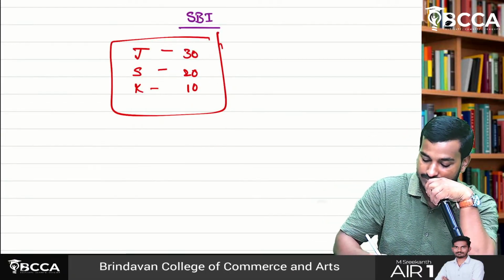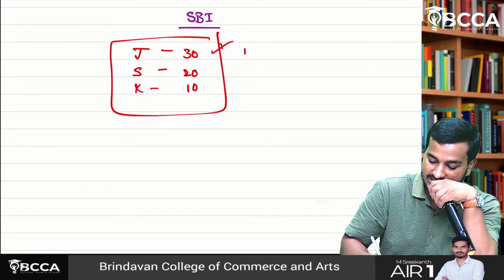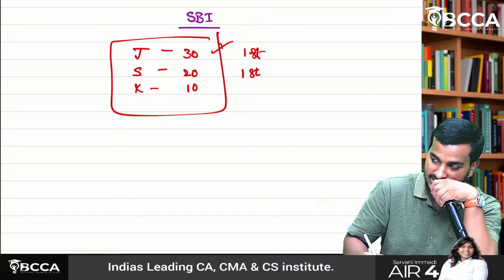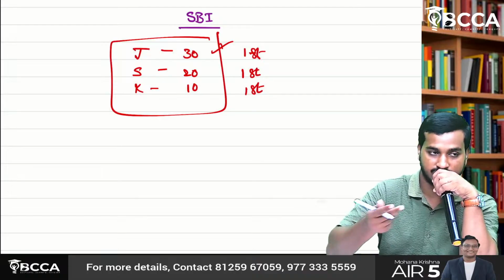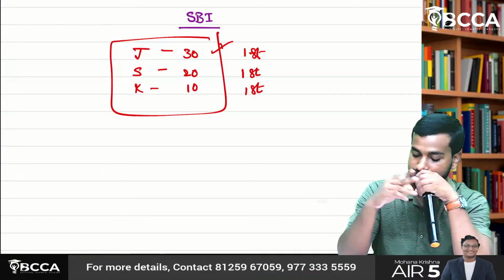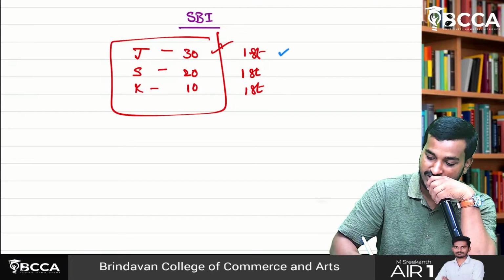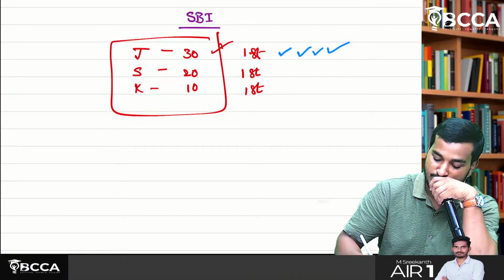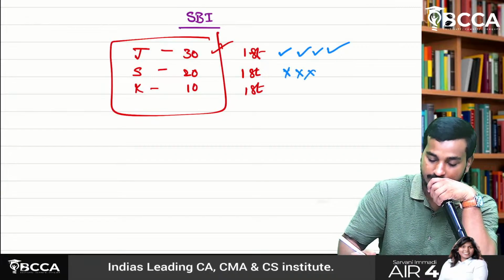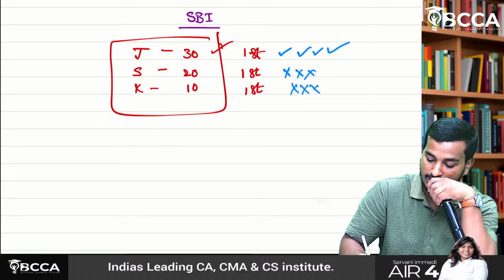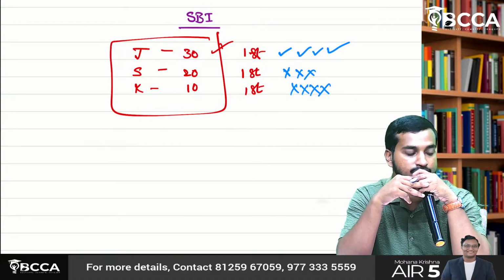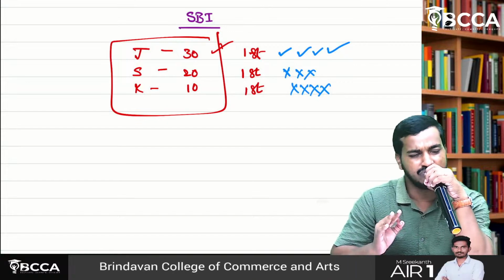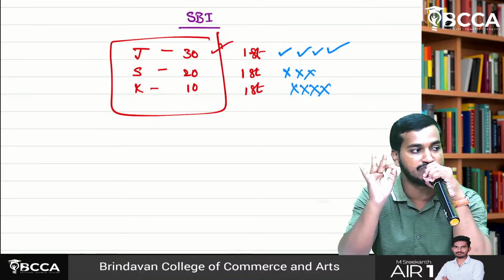For example, Jyoti's EMI date is first of every month. Sweta's EMI is also first of every month. Kirti's EMI is also first of every month. For example, Jyoti is paying on time every month. The second person, Sweta, is not paying on time. Kirti is also not paying on time. For example, the first person, Jyoti, is paying on time. Every month she is paying exactly on the first of every month.